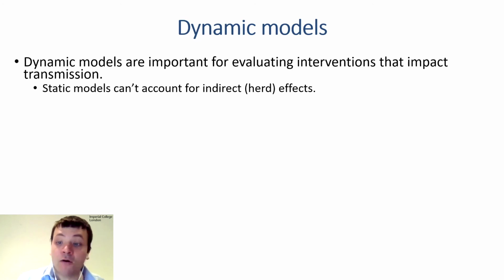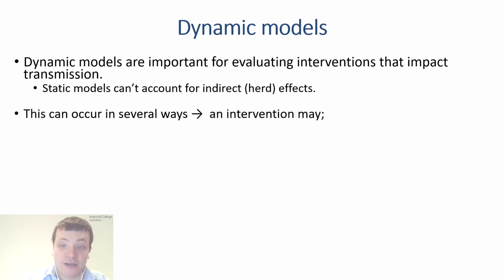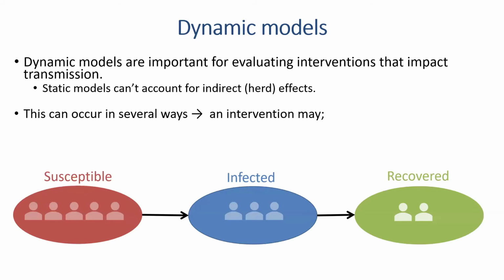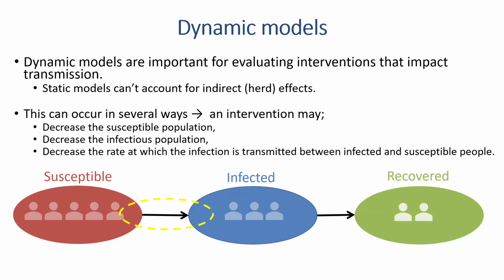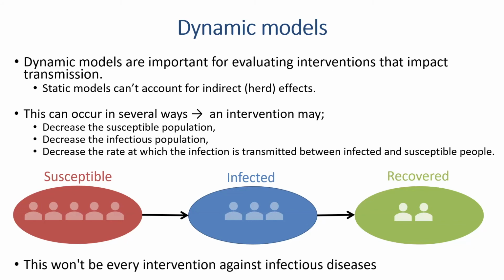This can occur in several ways for an infectious disease. They can decrease the proportion of the population that are susceptible, like with vaccination. They can decrease the proportion of the population that are infectious. They can also decrease the rate at which the infection is transmitted between an infected and susceptible person. So because static models cannot account for these indirect or herd effects of interventions, they're not always going to be suitable for evaluating interventions that impact the level of transmission. However, this is not going to be every intervention against infectious diseases.